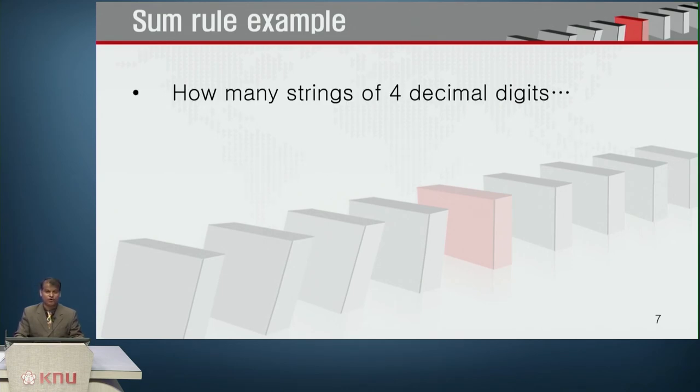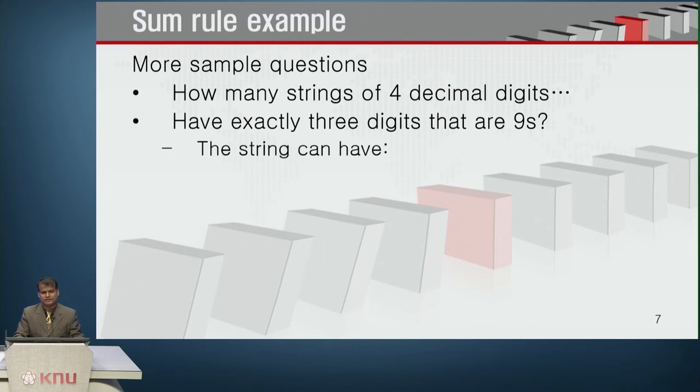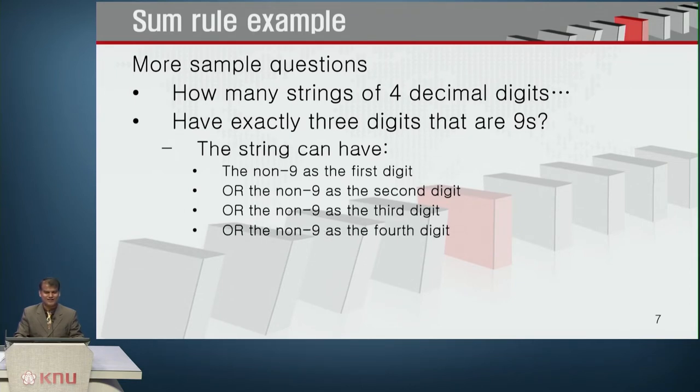How many strings of 4 digits can be formed that have exactly 3 digits that are 9s? Let's say strings can have a non-9 digit as the first digit, or a non-9 as the second digit, or a non-9 as the third digit, or a non-9 as the fourth digit. So we just talk about 4 digits. So we have this sum rule.